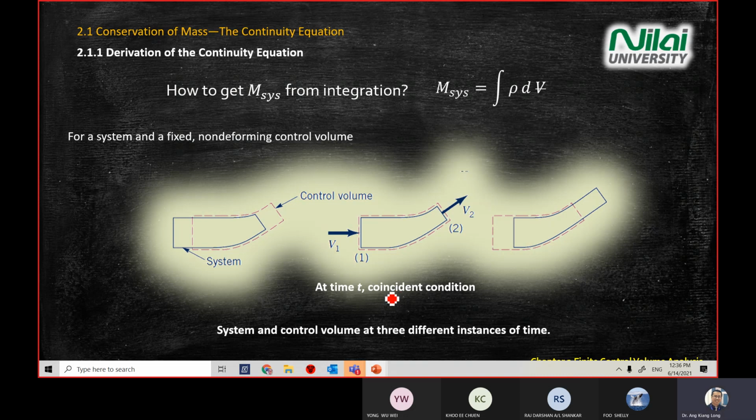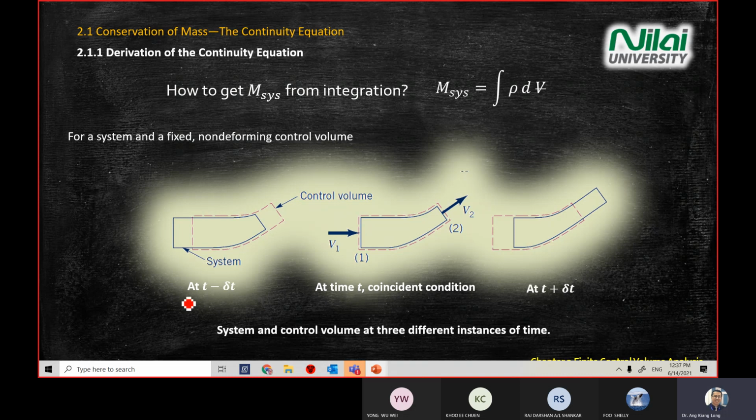So one very important time frame that we need to focus on is where your system coincides, or is coincident, with the control volume that you draw. The system and the control volume match together. Then from here we derive the equation.